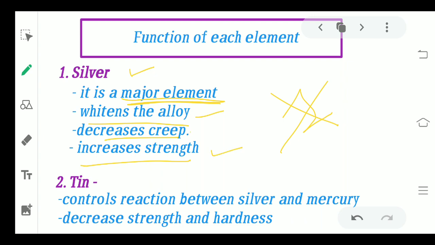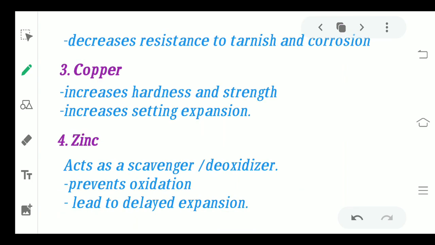The term which is new is creep. So further on in the video itself, I will tell you what creep is, but for now you can remember that it decreases the creep. Coming to another element, that is tin. Tin basically controls the reaction between silver and mercury. As you know, anything in excess can be harmful. So it basically controls the reaction. Also sometimes it decreases the strength and the hardness and can decrease resistance to tarnish and corrosion.